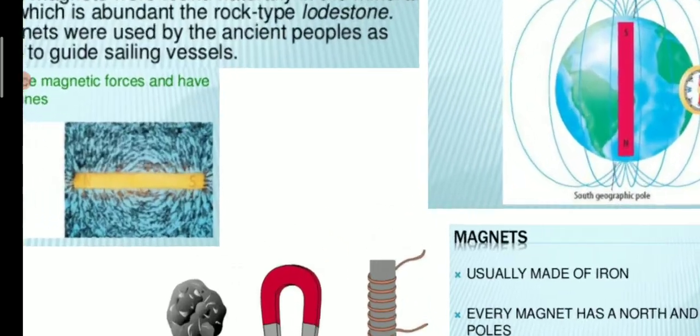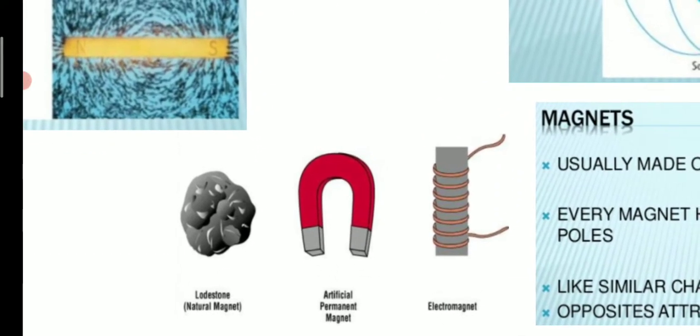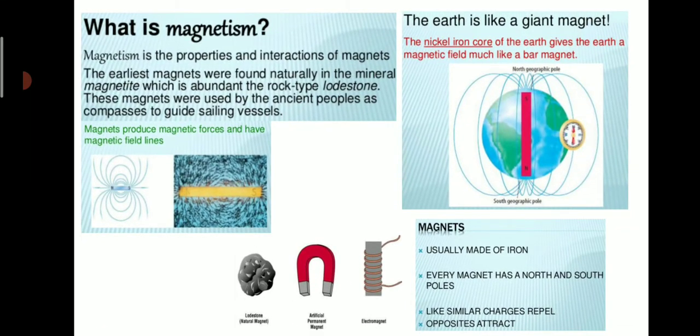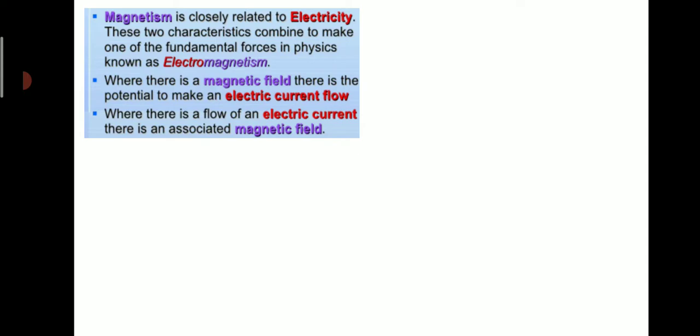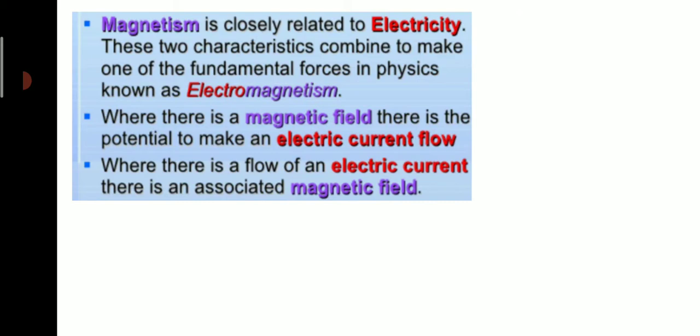So these are the types of magnet you will see here: natural magnet, artificial magnet, and electromagnet. Magnetism is closely related to electricity. These two characteristics combine to make one of the fundamental forces in physics known as electromagnetism. Where there is a magnetic field, there is a potential to make an electric current flow, and where there is a flow of an electric current, there is an associated magnetic field.